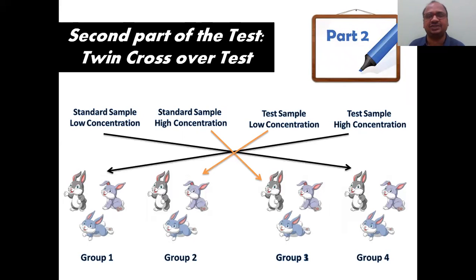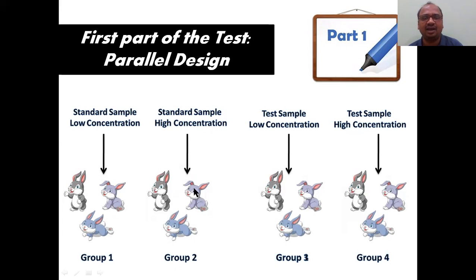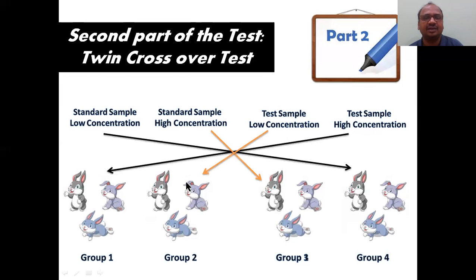Second part of the test. Here, this is called a twin crossover test. Twin means you know very well, that's why here I made a twin. This one is twin crossover. See how it is crossing, crossover design. Cross is there. Here, parallel design. All are parallel, that's why this is called a parallel design. Okay, this is a twin, two crossed over.